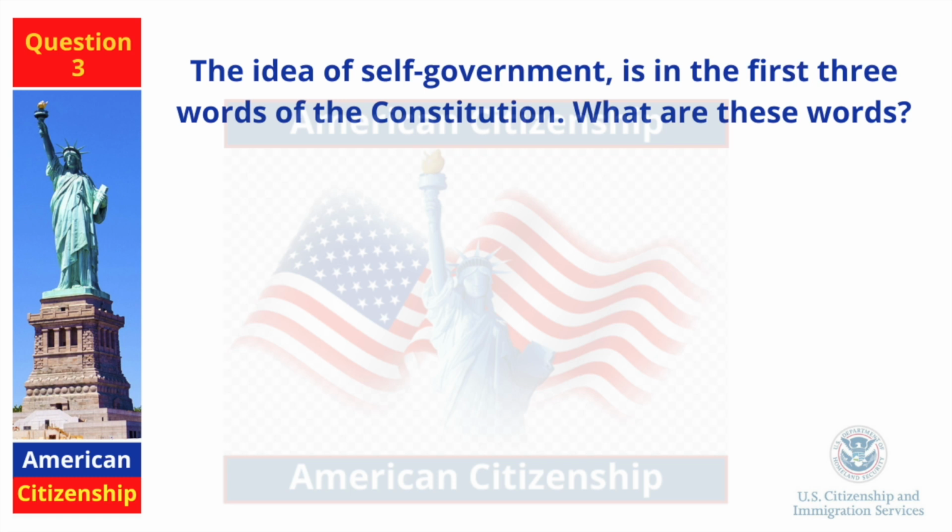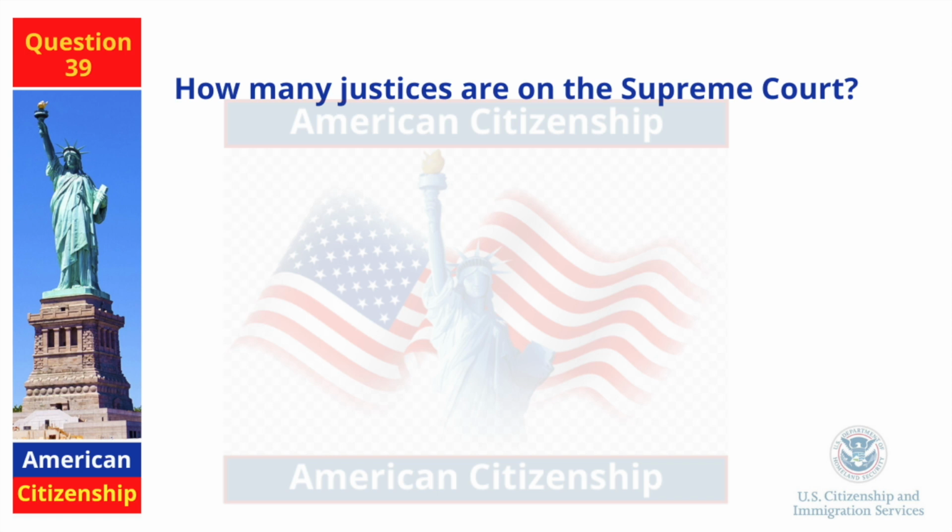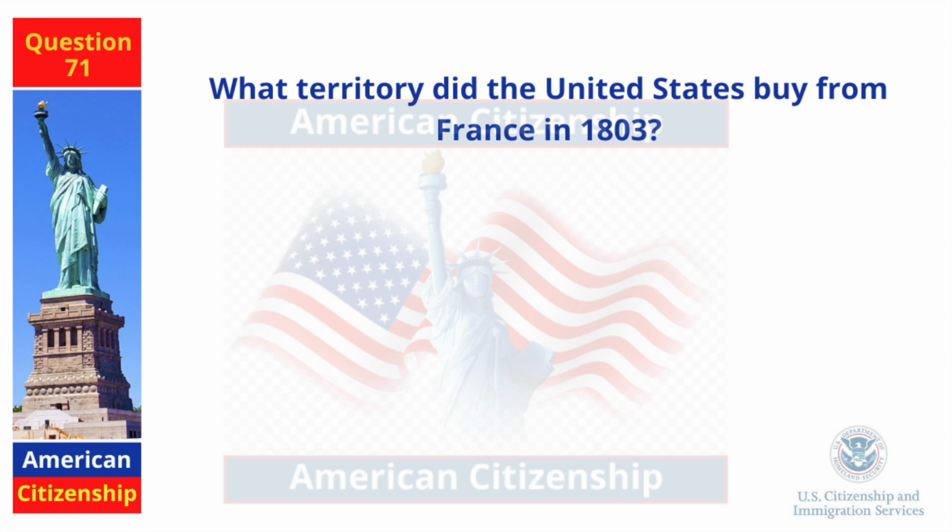The idea of self-government is in the first three words of the Constitution. What are these words? We the people. How many justices are on the Supreme Court? 9. What territory did the United States buy from France in 1803? The Louisiana Territory.